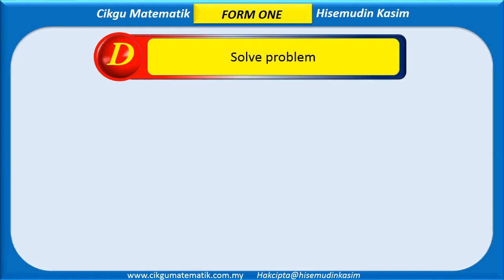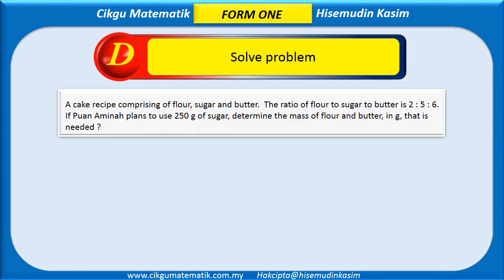D. Solve problem. A cake recipe comprising of flour, sugar and butter. The ratio of flour to sugar to butter is 2 to 5 to 6. If Puan Amina plans to use 250 g of sugar, determine the mass of flour and butter in g that is needed.